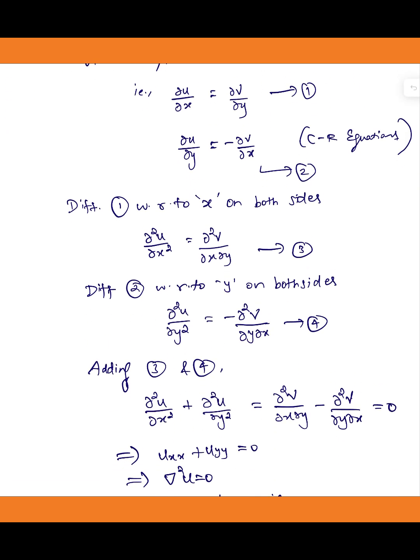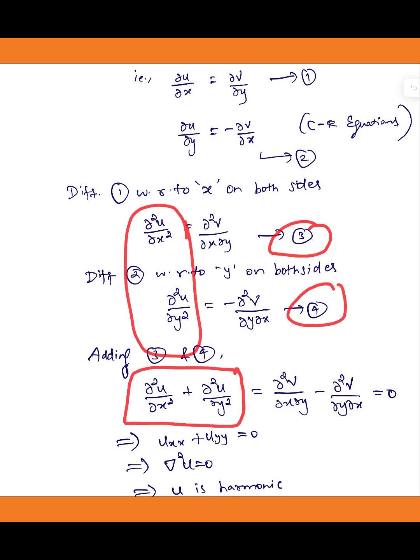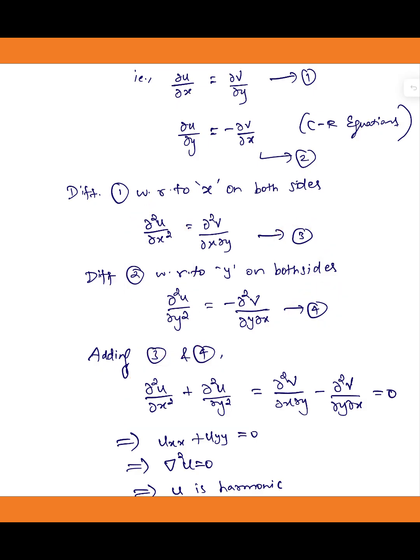Now we will prove u is harmonic and v is harmonic. So here we are trying to prove u is harmonic. You add equations 3 and 4. When you add this side, you have ∂²u/∂x² plus ∂²u/∂y². This side, the mixed partial derivatives ∂²v/∂x∂y and ∂²v/∂y∂x are both the same. So when you add, it is positive and negative, so it gets cancelled, leaving out 0.